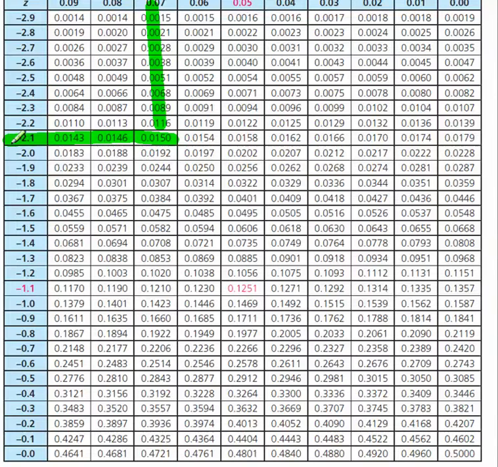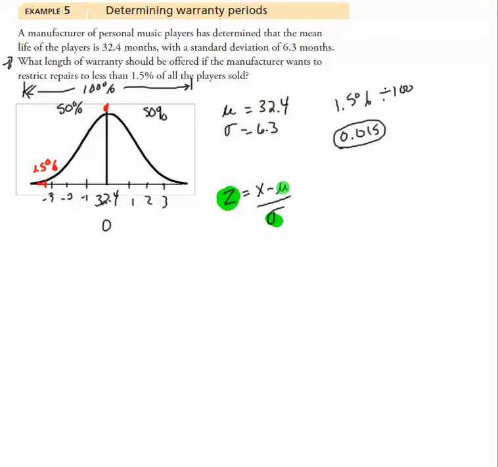So we look up and across. So the number will be negative 2.17. So our z-score is -2.17. Well, that's the last piece we needed for this equation to solve it. So -2.17 equals x subtract 32.4 over our standard deviation, which is 6.3.